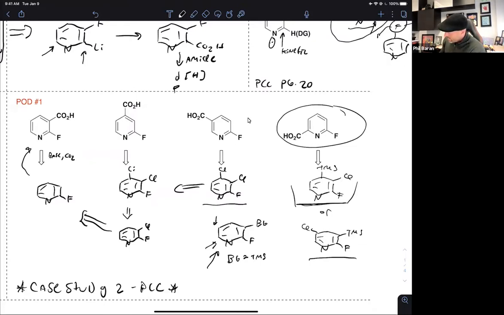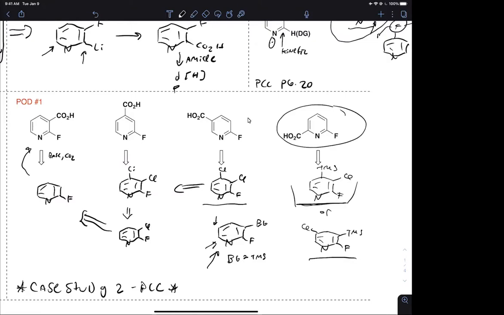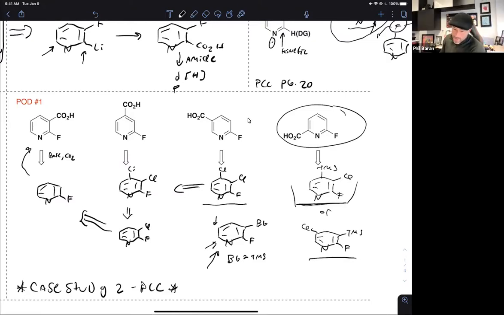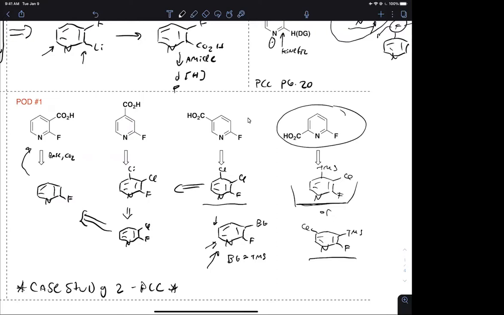Fantastic. How would you do the dechlorination? Just palladium on carbon, because there's no other offensive group there. Palladium on carbon with hydrogen, or formic acid, and you'll get rid of those chlorines right away. Okay. Great. Great question, Nick.